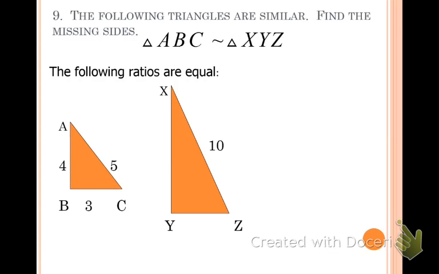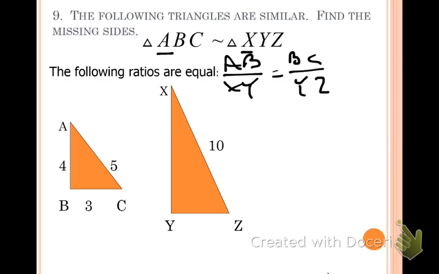And for number 9, we have the same two triangles. Those two triangles are similar. That tells us that the following ratios are all equal: AB to XY, BC to YZ, and AC to XZ. Use those to help find the missing sides. I'll leave that for you to think about for just a couple of seconds.